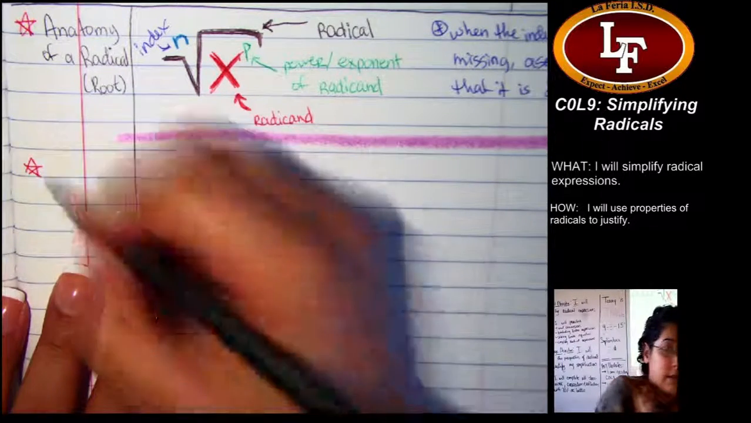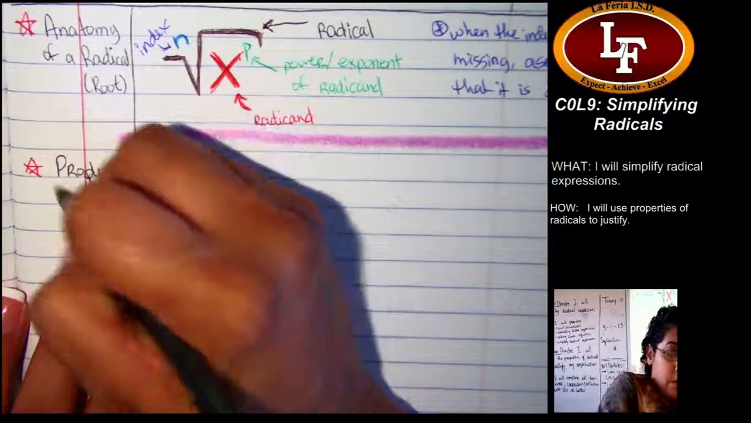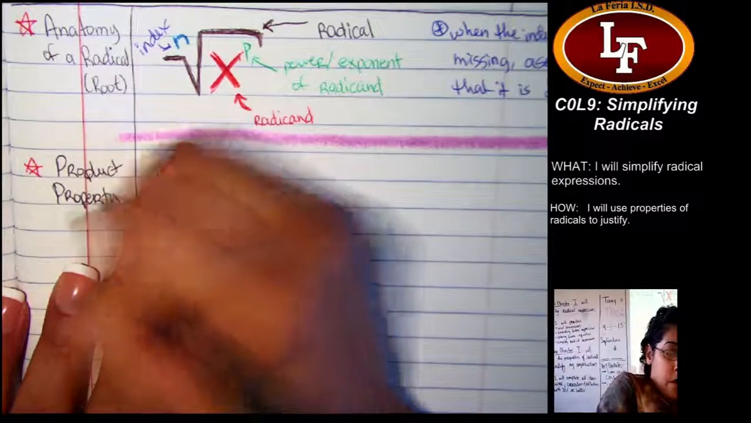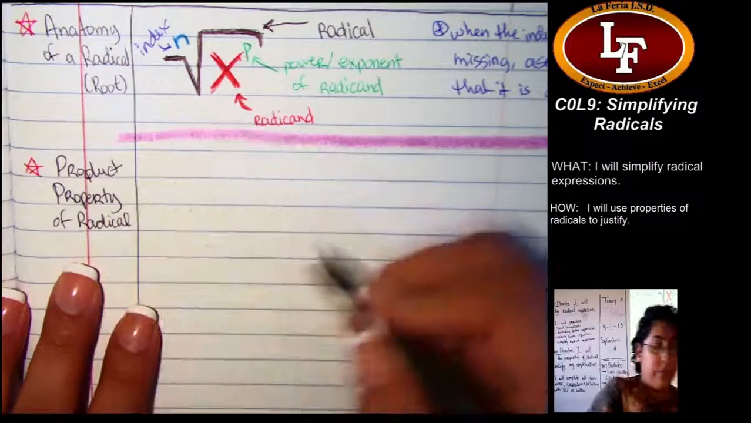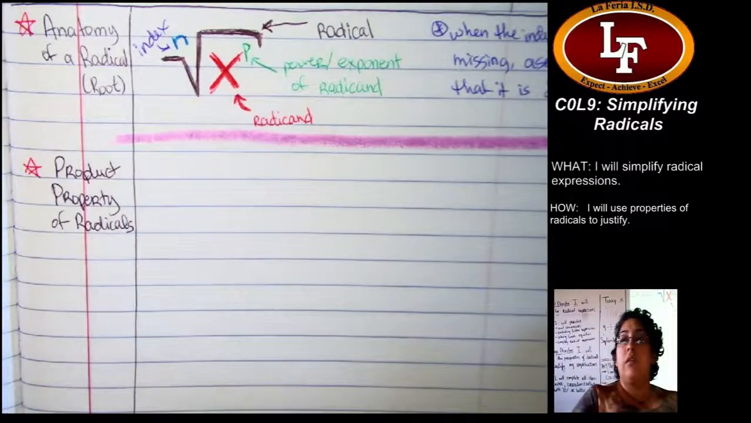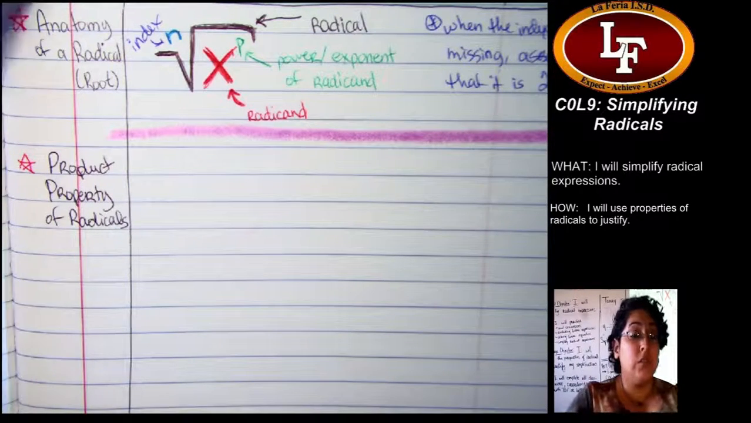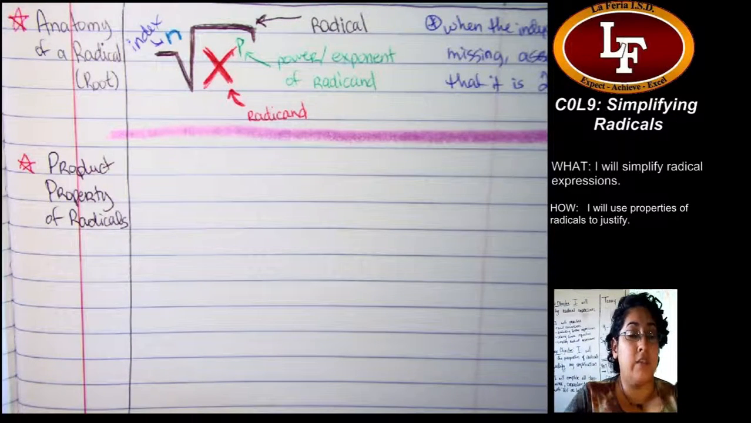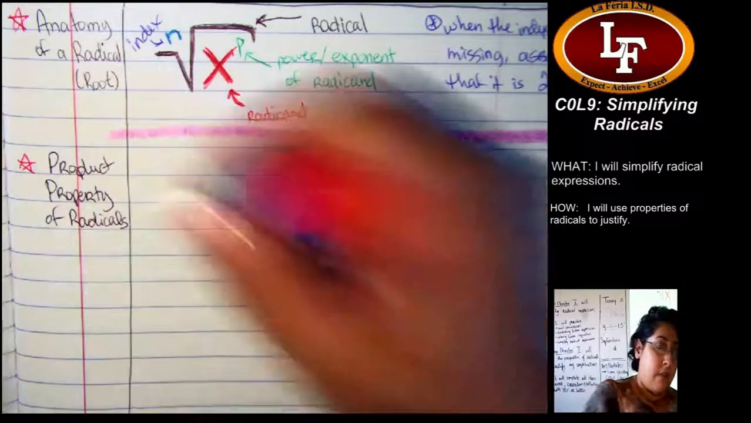Move on to the next item, and we're going to talk about the product property of radicals. Product is a fancy way of saying what operation? Multiplication. So look at the two items that you have left from your cutouts and find the one that has multiplication. Glue that in now.